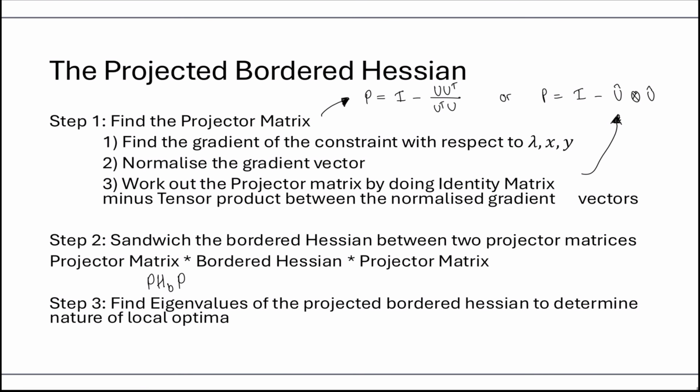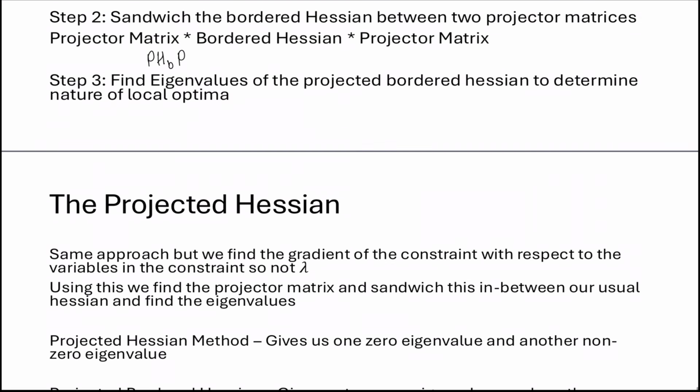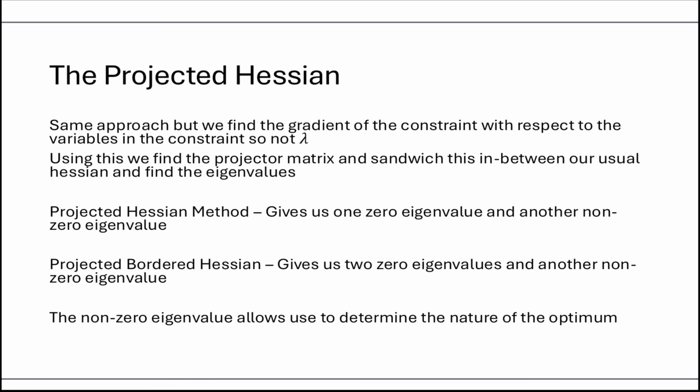Instead of projecting the bordered Hessian, what we can do is also project just the Hessian. So this is the exact same approach. We find the gradient of the constraint with respect to variables in the constraint. So all I mean by that is we work out the partial derivatives of the constraint, but we exclude lambda. Using this, we find the projected matrix and sandwich this in between our usual Hessian and find the eigenvalues.